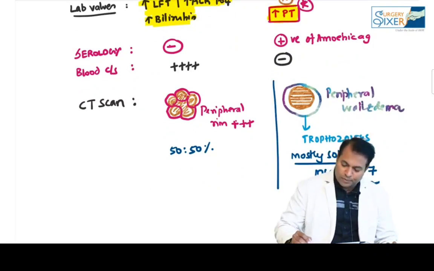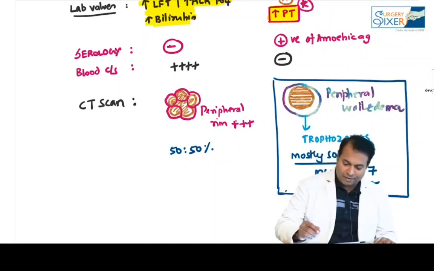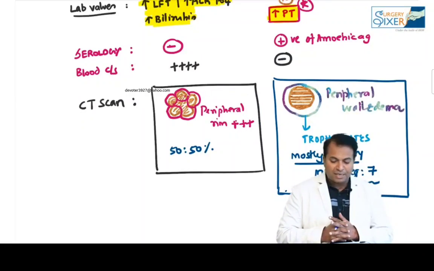So these are the findings which help you to diagnose amoebic abscess. It has peripheral wall edema, it is usually solitary, and it is most common in segment 7. Whereas pyogenic abscess will have clustered abscesses, and 50% of the time it is multiple.